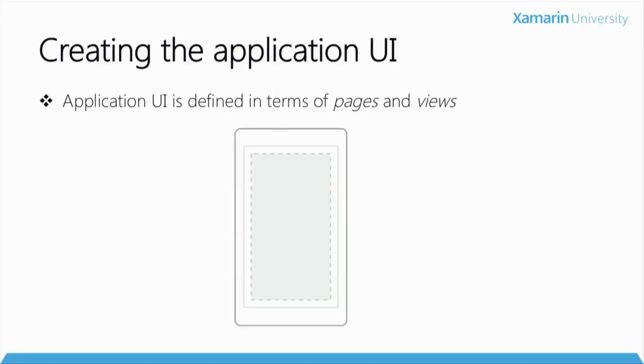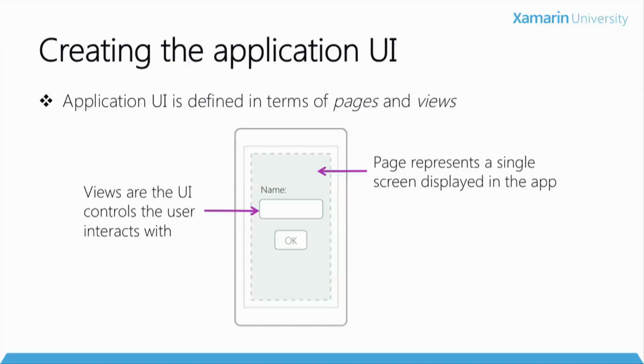And screens are defined by pages, and pages contain views. Each page is a screen full of content that will be displayed in your application. And that screen is called a page. On that page, we place our UI controls.